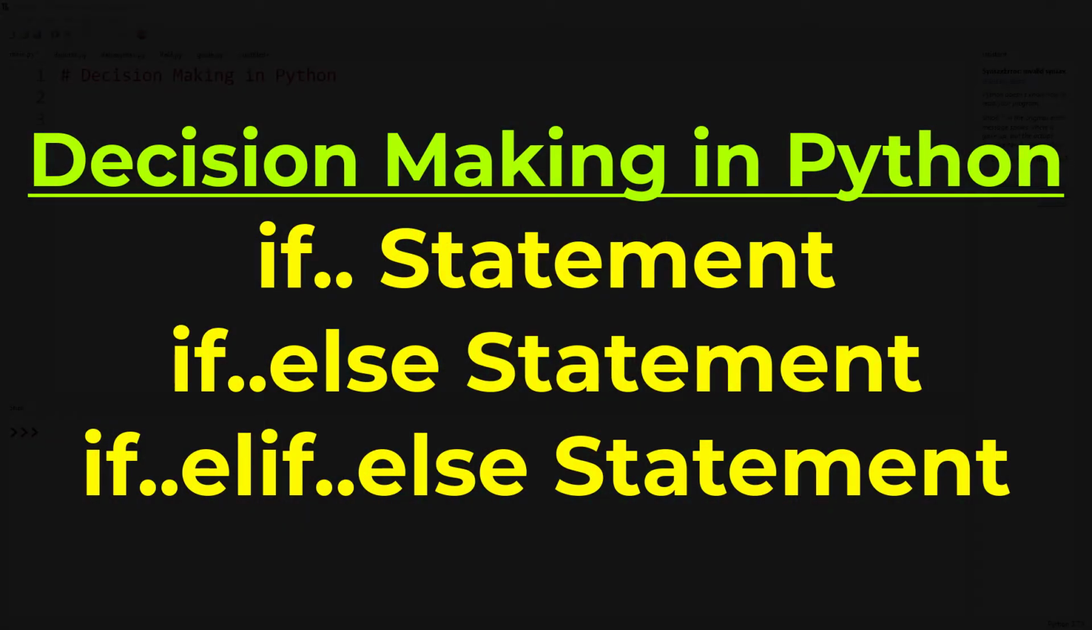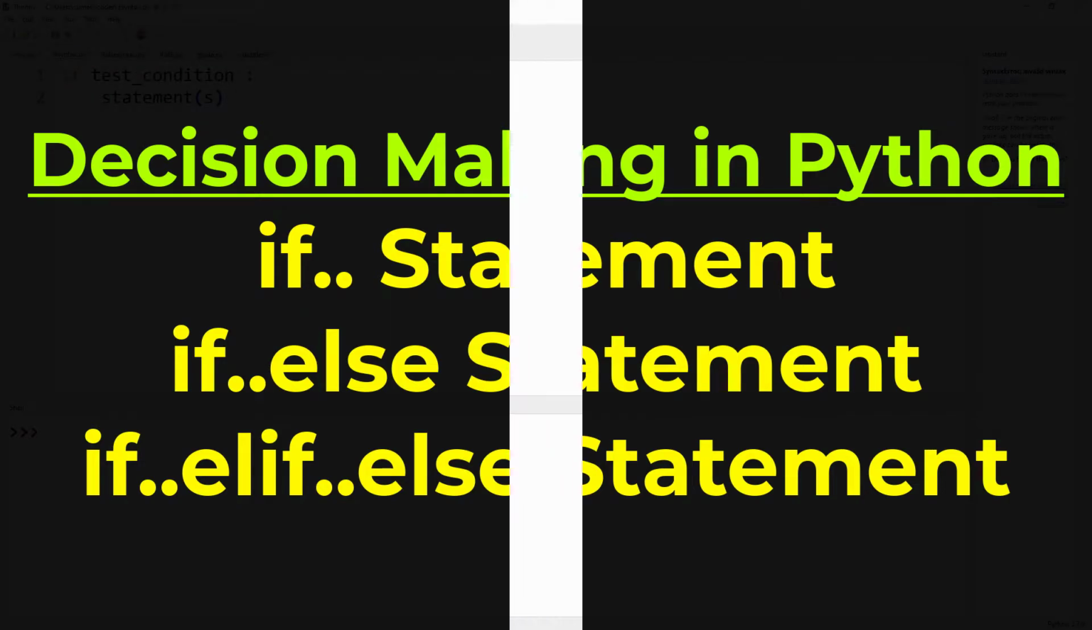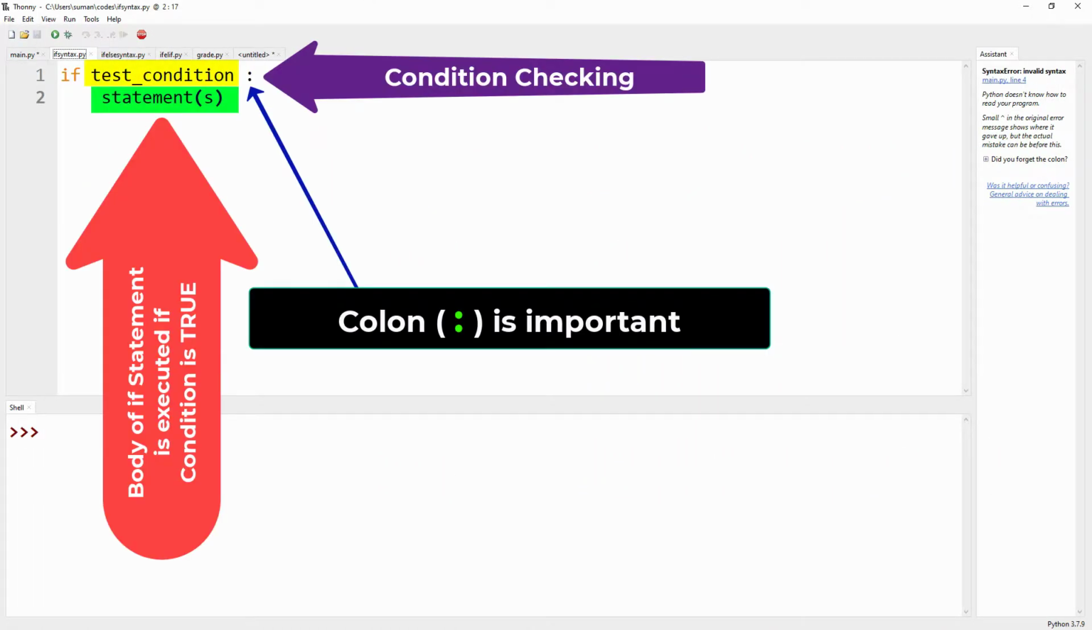Hello friends, today we will discuss decision making in Python, and for that we will use the if statement. At first we have the syntax of the if statement: if test_condition, then a colon, and then the body of the if statement, that is, statement or statements.